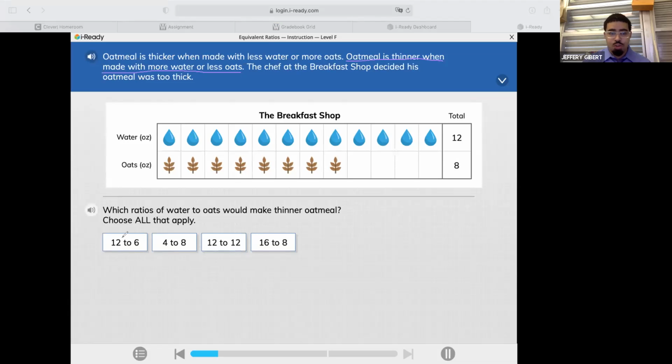So first one, it doesn't have more water, but it does have less oats. So this one is good. Then the second one, it doesn't have more water and it also doesn't have less oats. So this one, not good. Third one, doesn't have more water and it doesn't have less oats. So this one's not good. This one, it does have more water and it doesn't have less oats, but that's fine because all you need is more water or less oats. So 12/6 and 16/8 will be the correct ones.